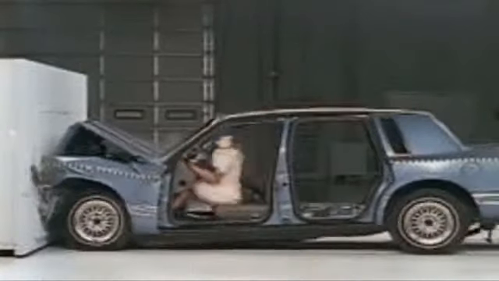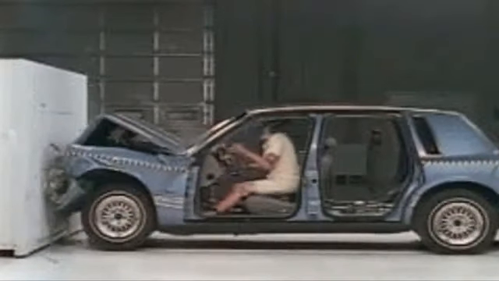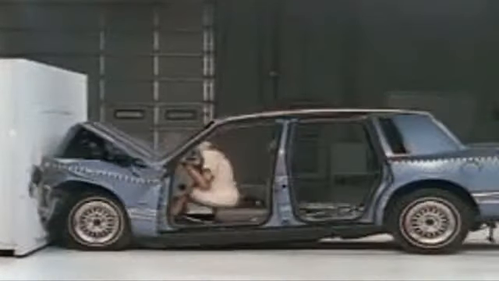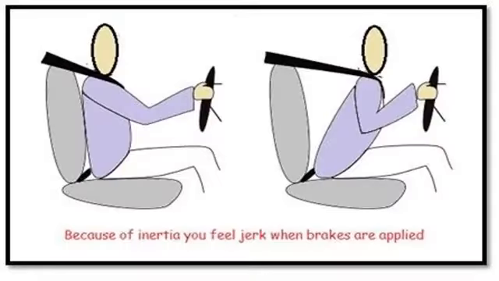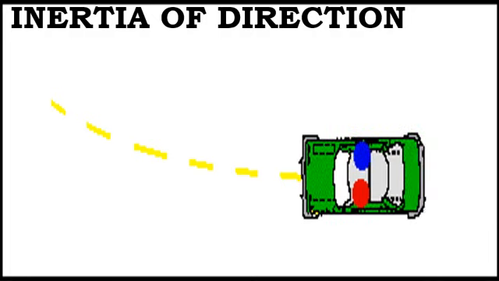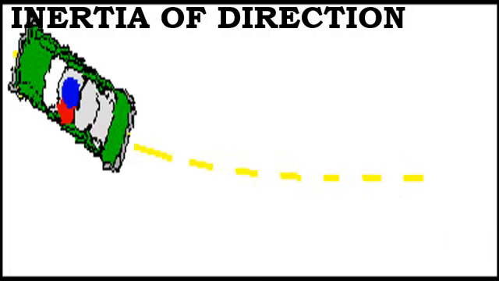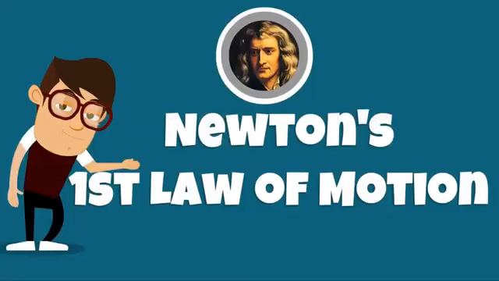Here you can see the person who tends to move forward because of inertia of motion, though the car has come to a stop. That is why we feel a jerk when brakes are applied, and that is the reason we are all asked to use seat belts, because the seat belts will protect us and save our lives when sudden brake is applied. Here you can see the inertia of direction. The people are moving towards the corner.